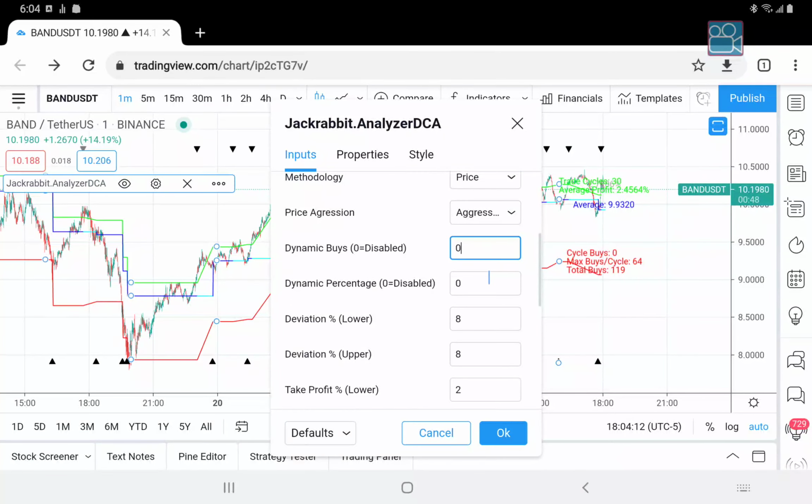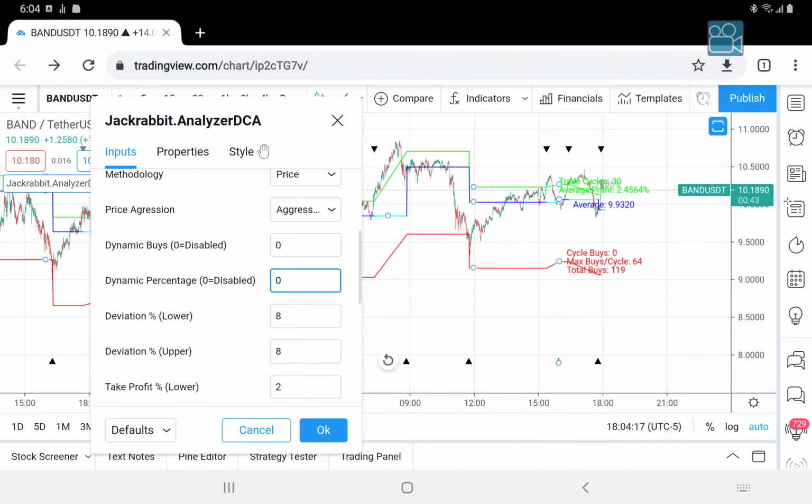But the fun part is, if the percentage of the candle is away from the average by so much, let's say 3%, then it switches to a defensive state. So as soon as the price action is 3% away from the average, it goes defensive.